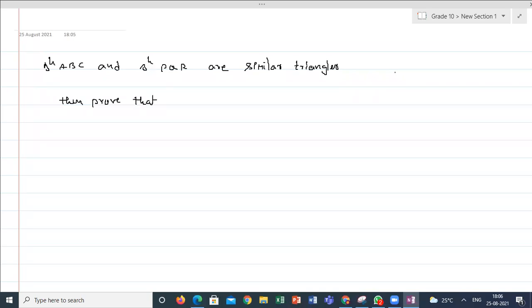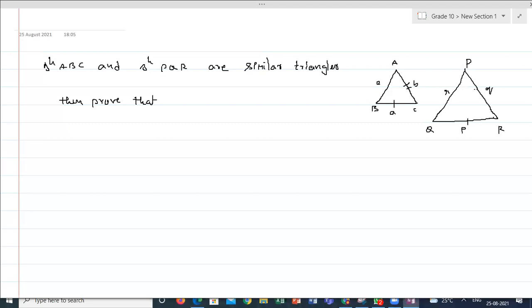I'm drawing like this. This is ABC. This is PQR. This is A, this is B, this is C, this will be small p, this will be Q, and this will be R. So I am marking the corresponding sides. AB is corresponding to PQ, BC is corresponding to QR, and AC is corresponding to PR.